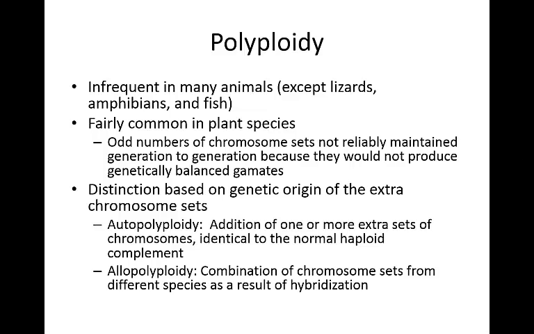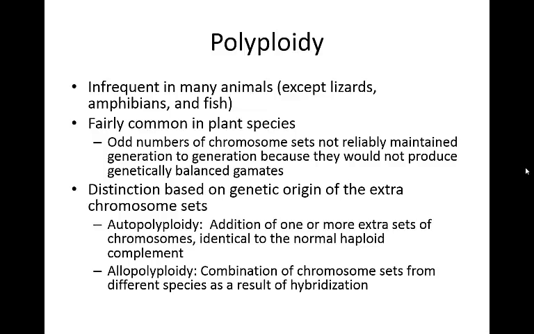Some exceptions might be lizards, amphibians, and fish. But it's actually fairly common in plant species. Now the only catch is that the odd number of chromosome sets is not going to be reliably maintained generation to generation, because if you did that, you would not be able to produce genetically balanced gametes. But if you're a 2N, a 4N, a 6N, and so on, you're going to have equivalent numbers. You're going to be able to balance that a little bit better.